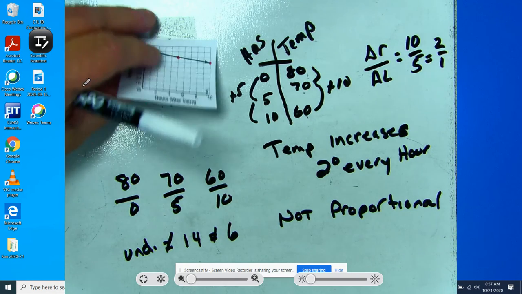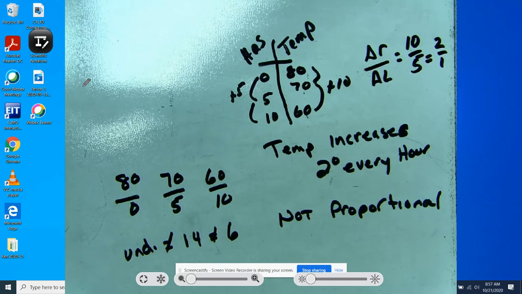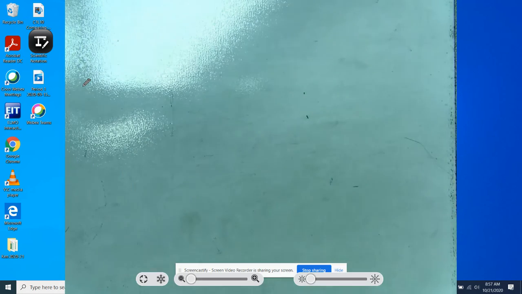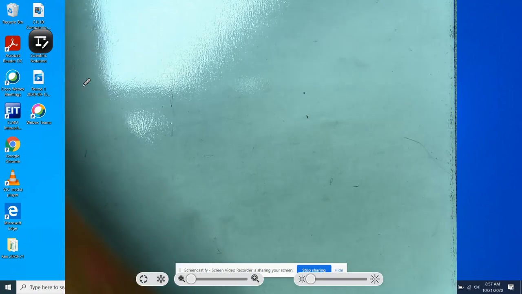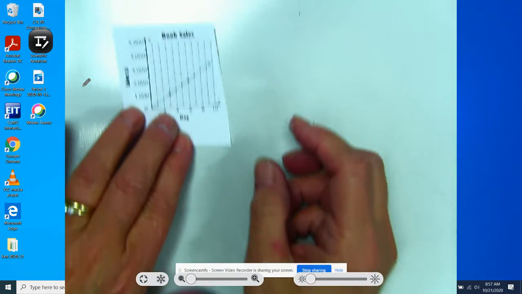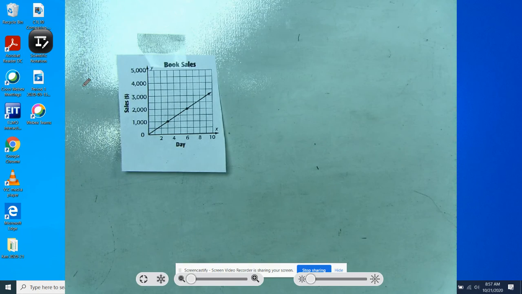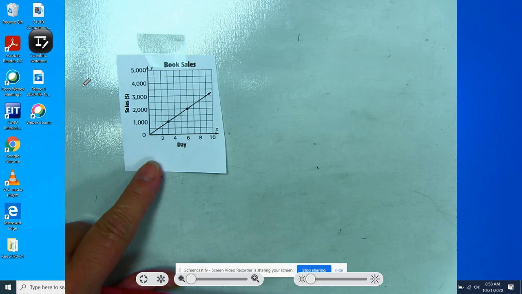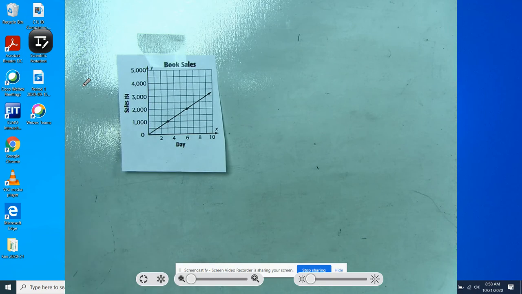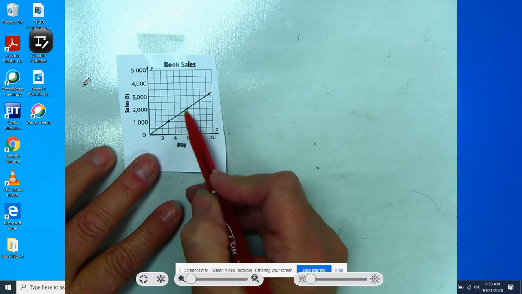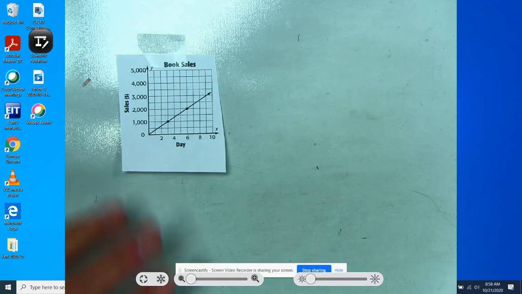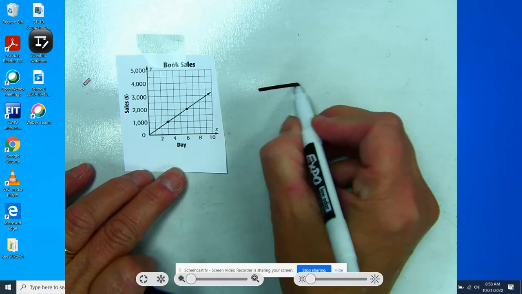So the next thing we're going to do, we're going to look at one more of these graphs. So here is one that we can look at. This one is talking about book sales. And the book sales are over a matter of days. Okay, we know there is a constant rate of change because we have a straight line. We see that they've already marked points for us. So we can look at this and we're going to make a table.